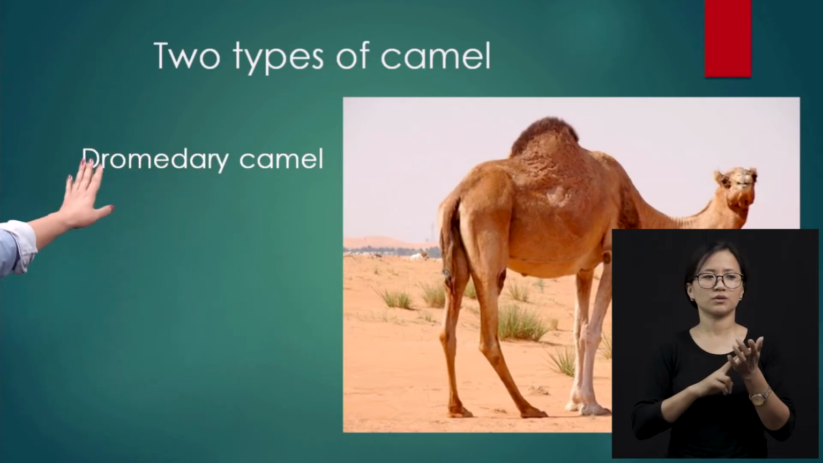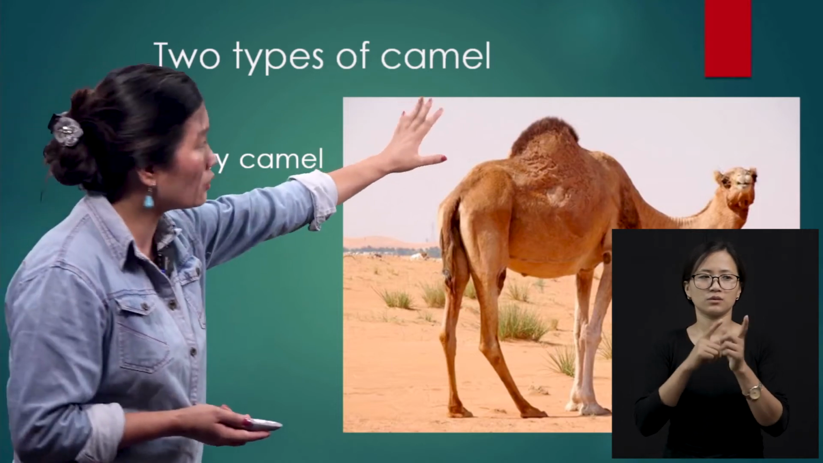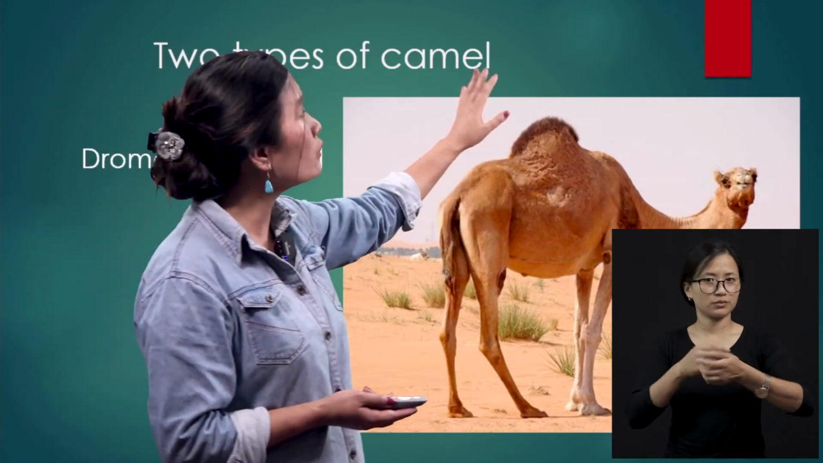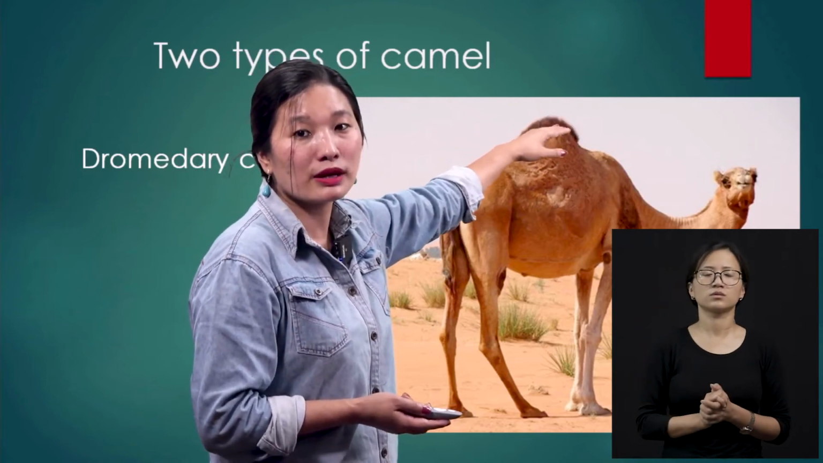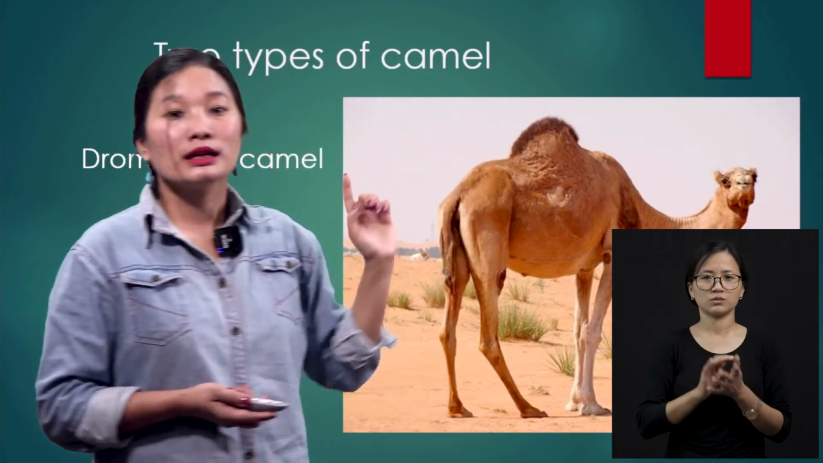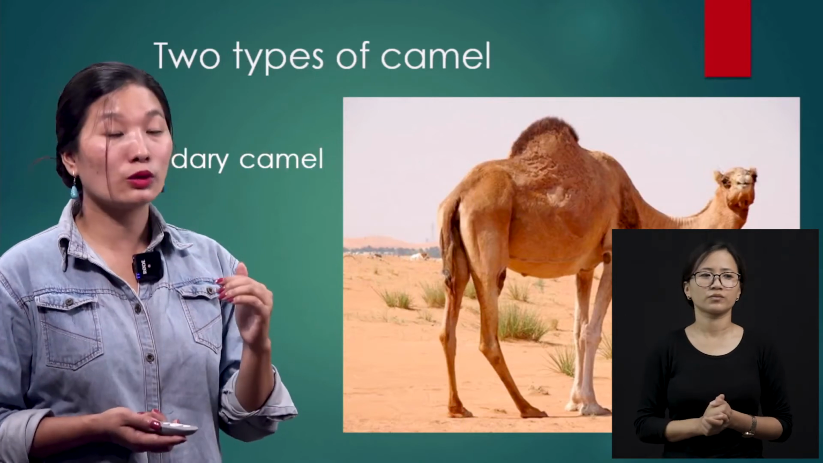You can see the name here, dromedary camel. This is the dromedary camel. You find only 1 hump. You know what is the hump? This is called the hump of the camel, okay? This part is called the hump. And so, in the dromedary camel, you will find only 1 hump.